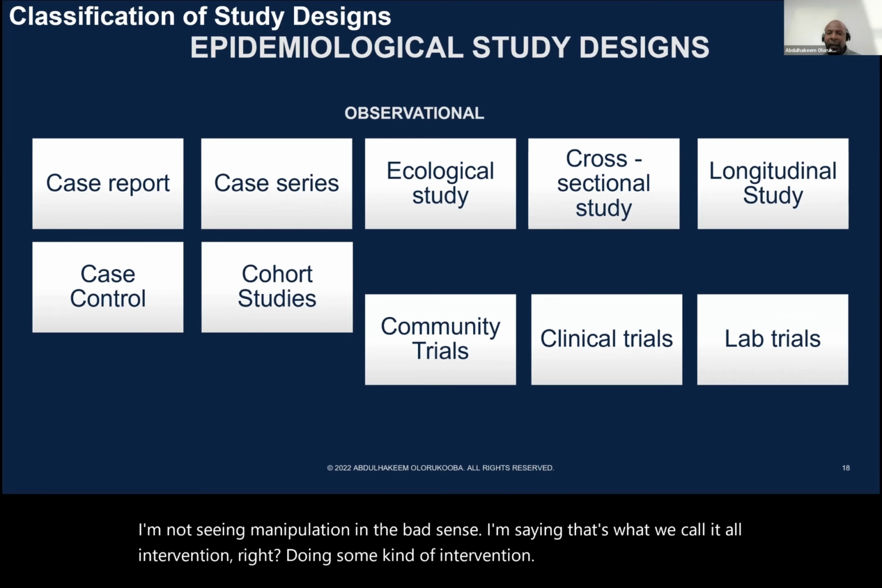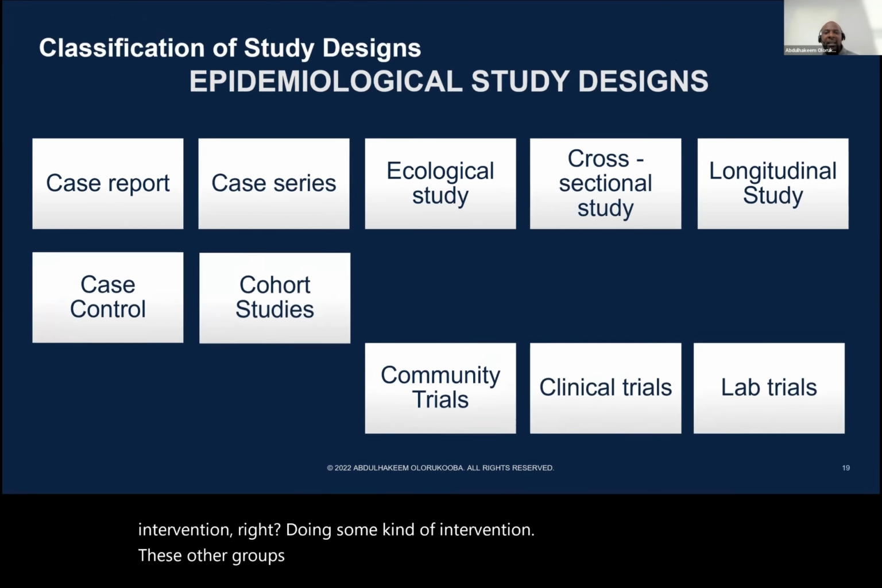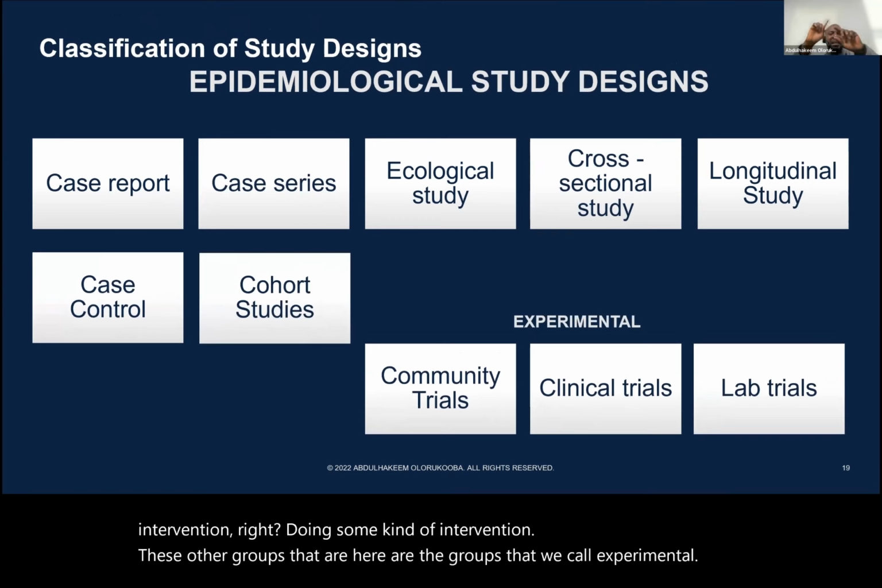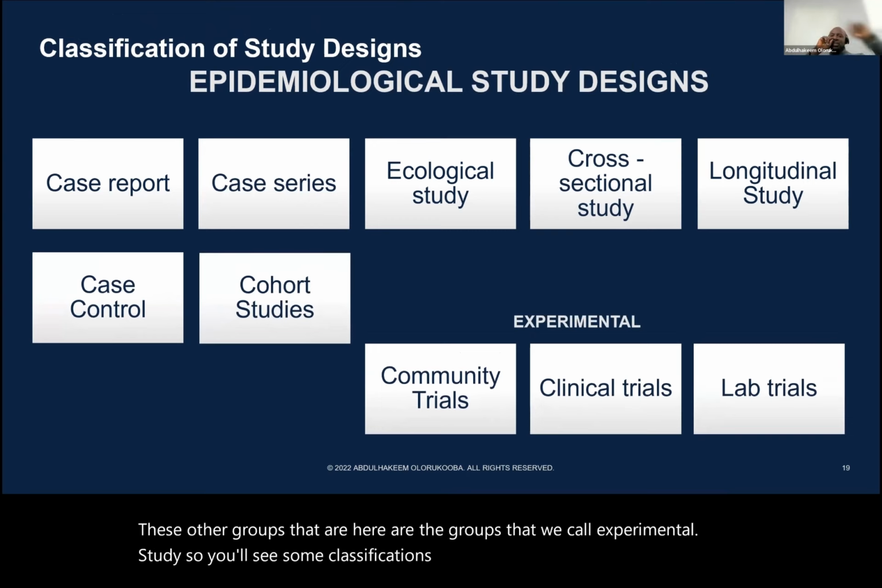Okay. These other groups that are here are the groups that we call experimental studies. So you see some classifications where they say observational studies and experimental studies. Okay.